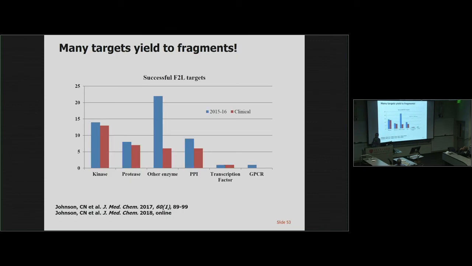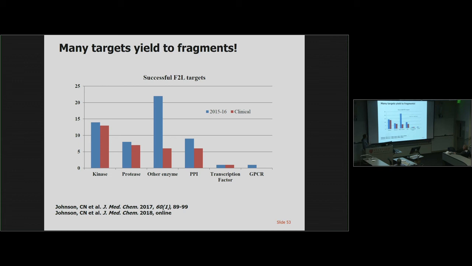Coming back to that slide I showed you at the very beginning of the number of drugs that had come out of fragments, if you look at how those break down into target classes, that's in red. And then there's a couple of reviews that I've co-authored looking at fragment-to-lead success stories in 2015 and 2016. Those are shown in blue.